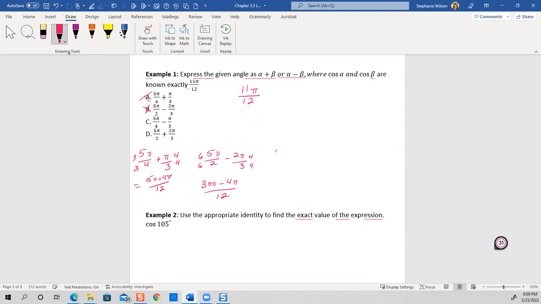The next one, we're going to take the 5 pi over 4 minus pi over 3, multiply this by 3 and this one by 4. And I get 15 pi minus 4 pi all over 12. This works because 15 pi minus 4 pi is 11 pi over 12. So check, this would be my answer.